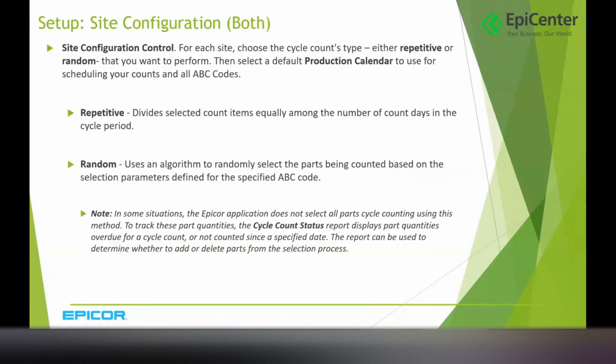In your site configuration for both cycle and physical, you're going to set up your production calendar, and you're going to decide if you're going to do a repetitive count or a random count. And a repetitive count will give you the same parts all the time through. Okay, and in some situations, especially in the random, it may not pick the parts you like or parts you need. You can look in the cycle count status report to see how many parts are in each cycle, and we can adjust those.